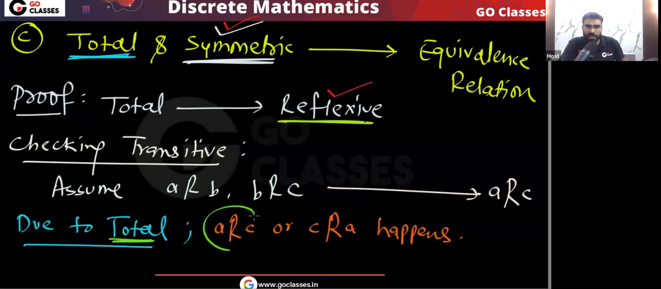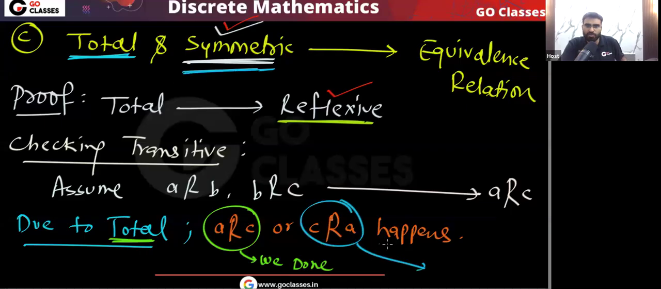If this happens, then we are done. And if this happens, then because of symmetry, ARC. So yes, you are always going to get ARC. Is this clear? Please tell me. This is the simple proof. Did you understand the proof? The proof is very simple.